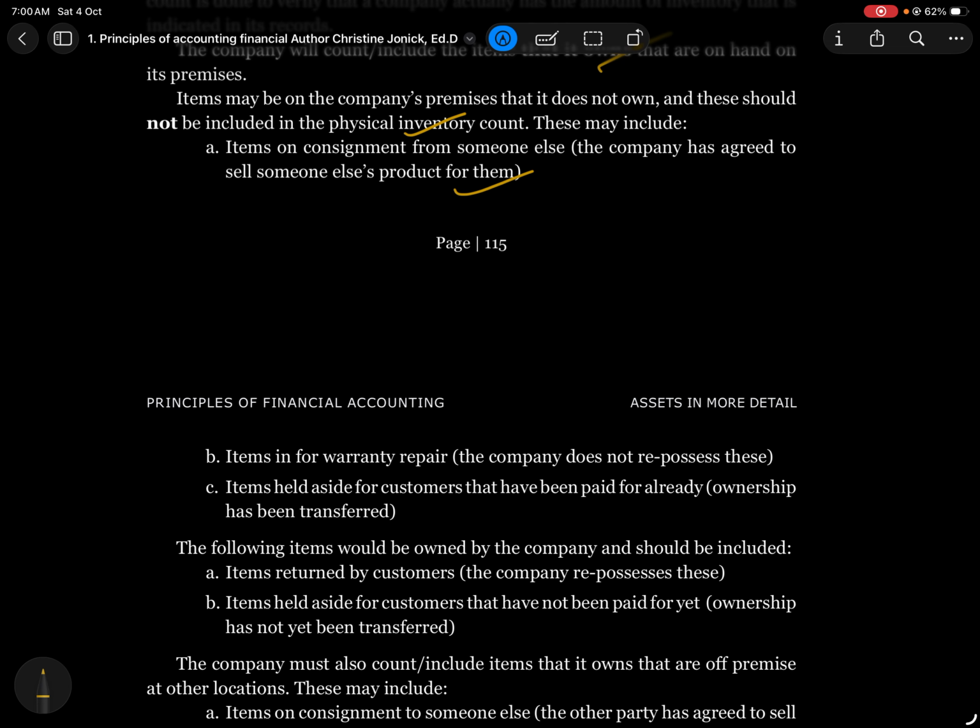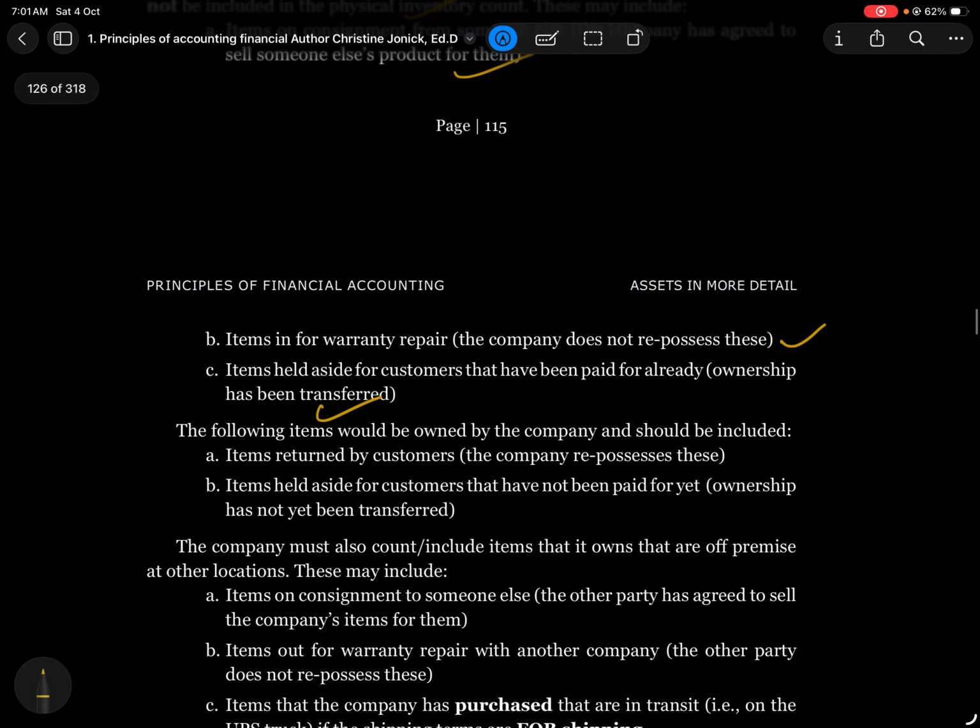Items in warranty repair, right. Where the item's ownership has been transferred, that's not counted as well. Items returned by customers would be included. Items held but the customer has not paid, that means the transfer has not occurred, that would be included.